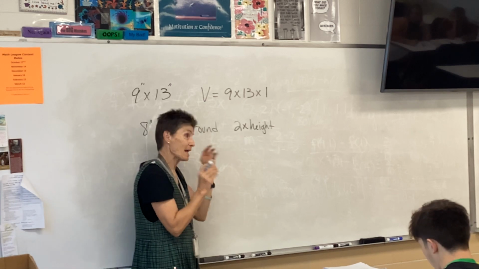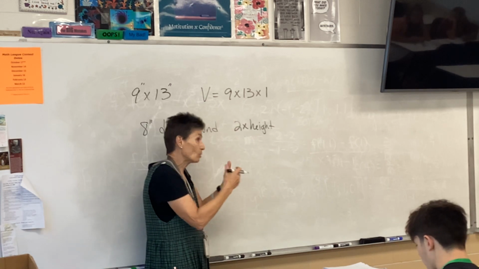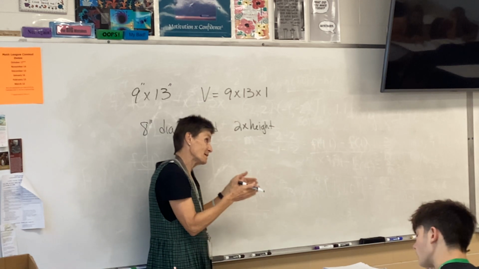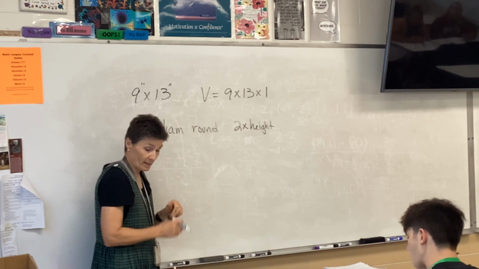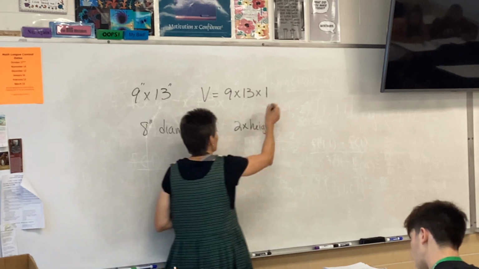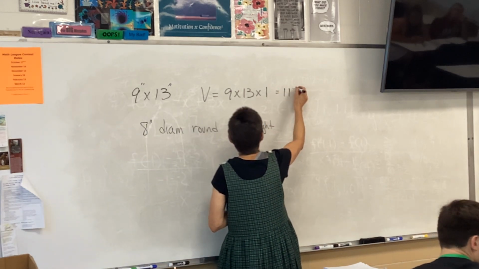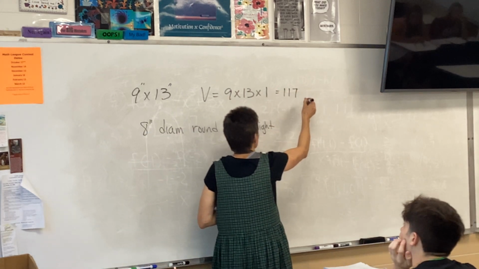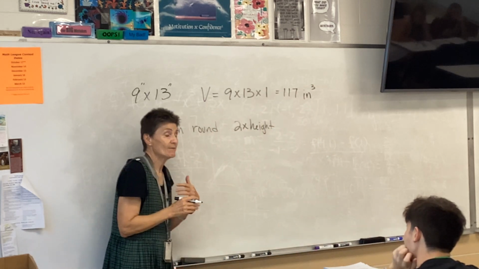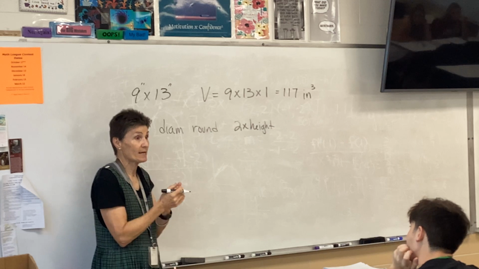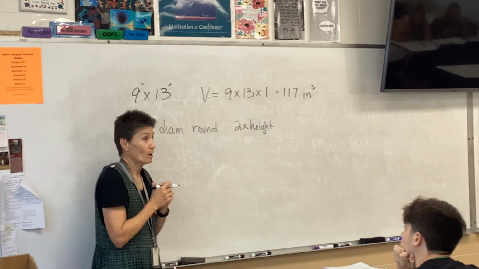I don't know exactly how big this cake is. The question is, which one is the best deal, okay? So I'm just comparing the 2. All right, so 9 times 13 is 117 cubic inches. So I'm gonna get 117 cubic inches of cake for whatever the price is.